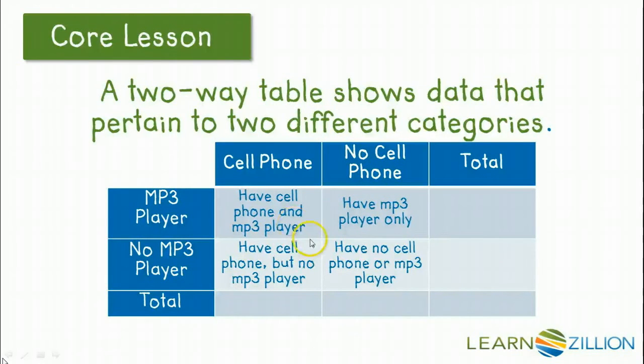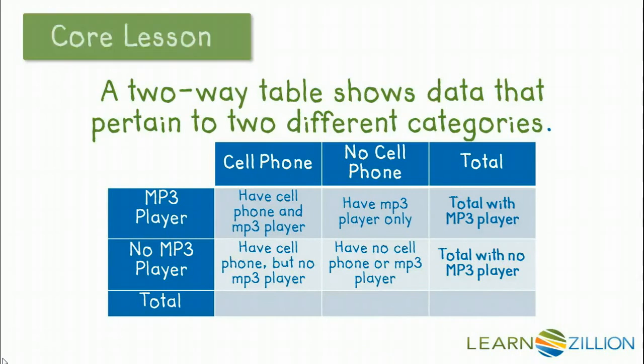This cell represents the people who have a cell phone and an MP3 player. This cell represents the number of people that have no cell phone but they do have an MP3 player. This cell represents the number of people that have a cell phone but no MP3 player, and this cell represents the number of people who have no cell phone nor do they have an MP3 player.